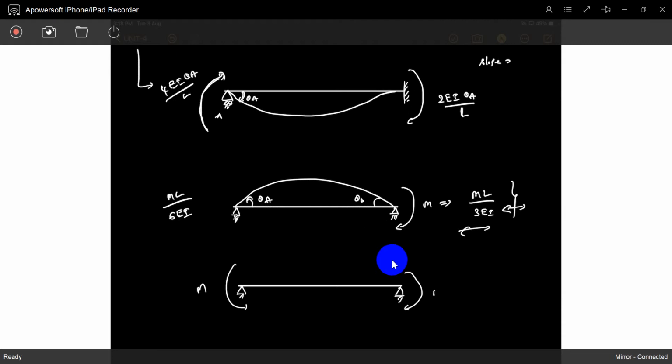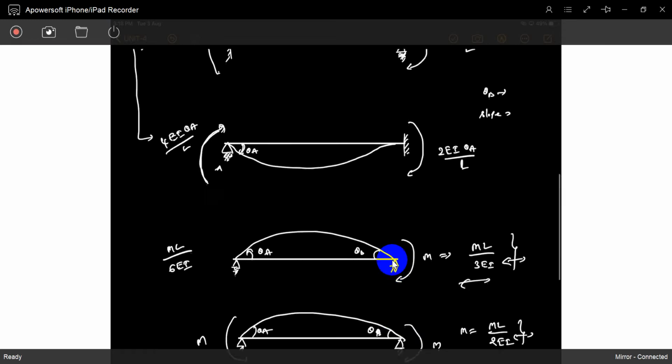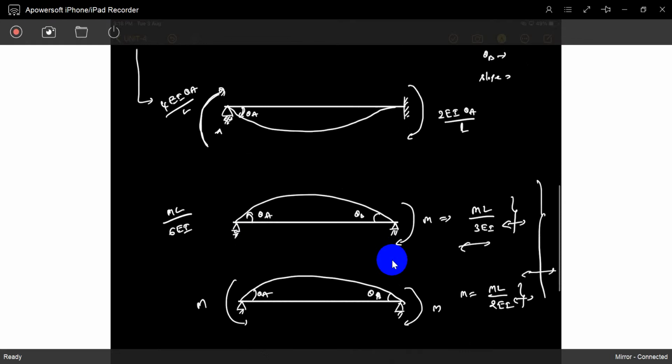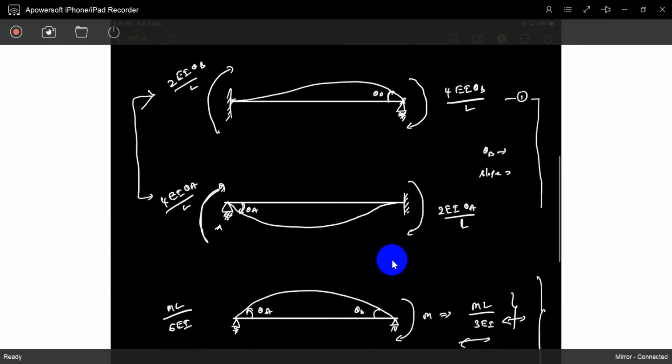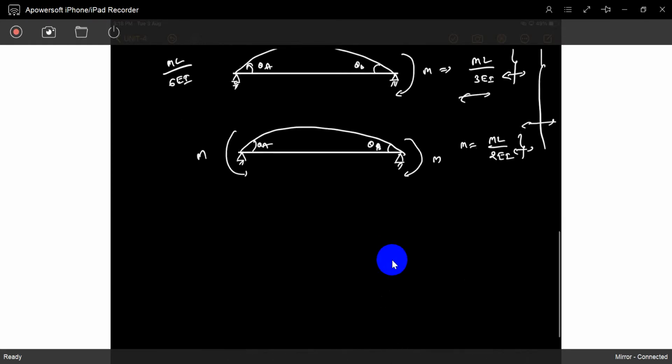If you apply the same moment on both sides, theta B and theta A are both equal. So what is the theta? That theta is ML by 2EI. You just calculated it. Previously we calculated so many thetas, I showed you where I calculated in the cantilever. Otherwise you can easily find it by the area moment method. So these are not important today. This is important. Later I will ask one thing.